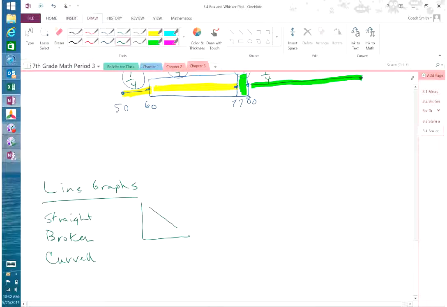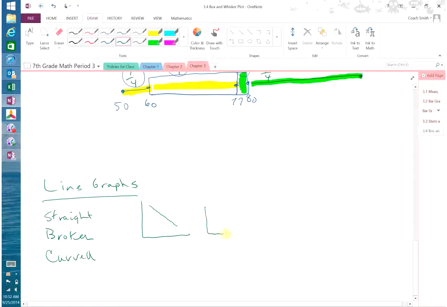A broken one is going to be more of what you see these days. A broken one looks like that. Okay, a curved one, that's the one I want to talk about for just a second because it deals with grades usually. A curved one looks like this. Okay, they call this a bell curve.